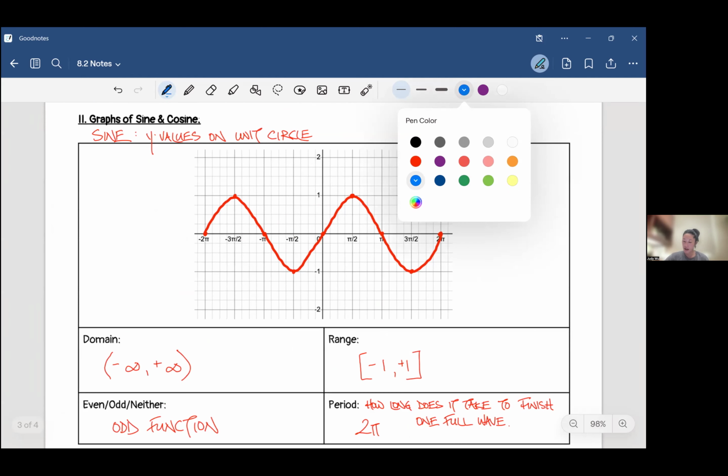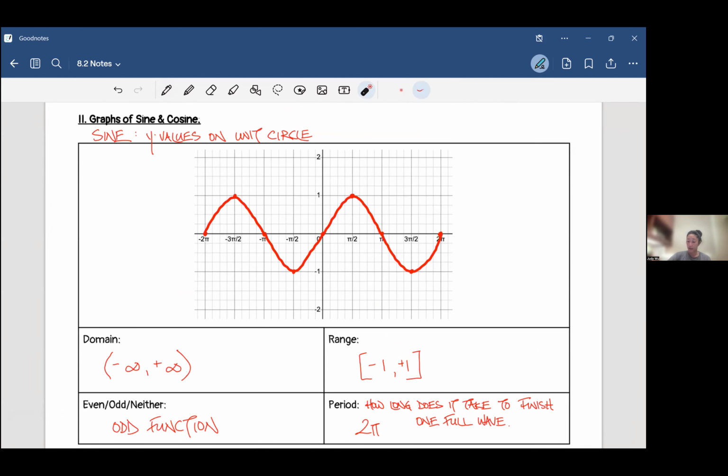So we've got our sine. It's the y values on the unit circle. We came up with this graph, and then we talked a little bit about domain, range, whether it was even or odd or neither, and the period. Okay. We're going to do the same thing for cosine now.